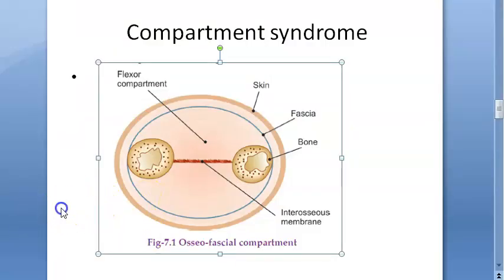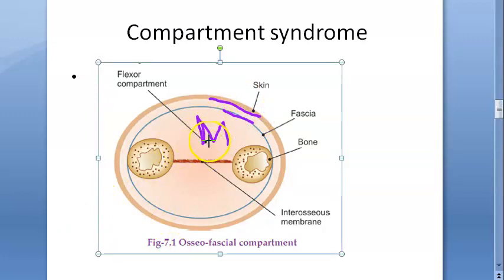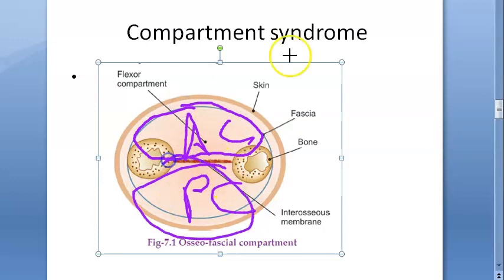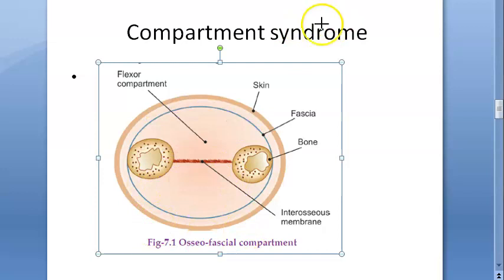See, basically, if you're looking at your limb, what is there outside? You have skin. Inside that you have fascia. Inside fascia you have muscles, right? Like this is the flexor compartment. Then you have the bone and there is some intraosseous membrane. And then you have some other compartment, which has the muscles. So basically, these are the compartments. This could be an anterior compartment. This could be a posterior compartment, right? So basically, if there is a problem in a compartment, it's called compartment syndrome. Anterior compartment, posterior compartment. You understood the word, right?